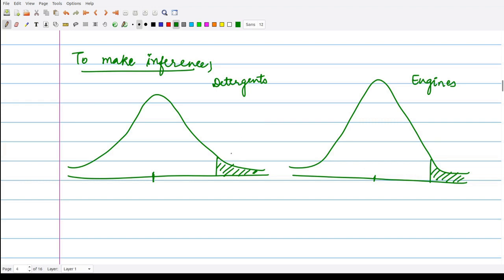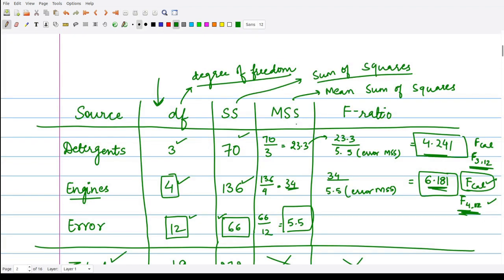So in the critical region, we will reject H0, and here we will accept our H0, because we are taking only the one-sided area, because the value of F is always a positive quantity. We have calculated this F ratio, 4.241 in case of detergents and 6.181 for engines. This is our calculated value. Now, in order to make our decision, we have to compare these two values with the tabulated value.